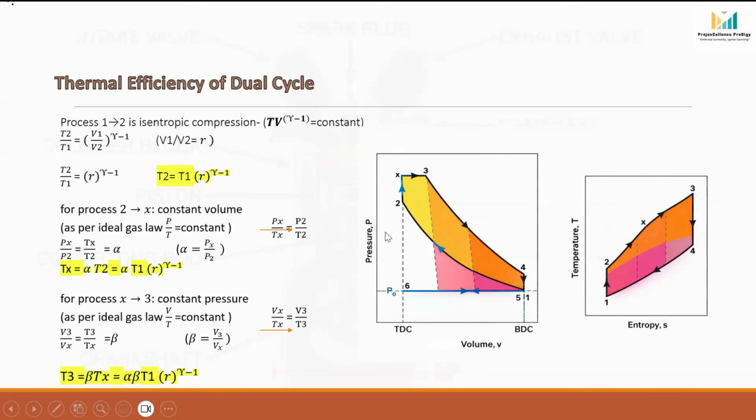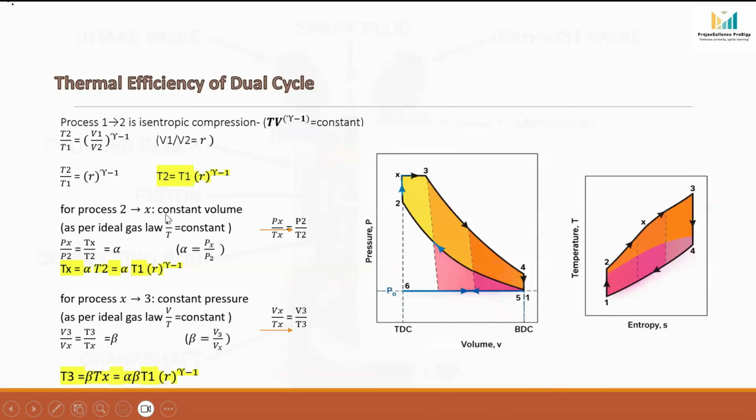Process 1 to 2 is isentropic compression. Here we will apply the relationship T V raised to power gamma minus 1 is equal to constant. So T2 by T1 is equal to V1 divided by V2 whole raised to power gamma minus 1. And we know V1 divided by V2 is r, the compression ratio. So T2 by T1 we can replace with r raised to power gamma minus 1. And from here T2 is equal to T1 r raised to power gamma minus 1.